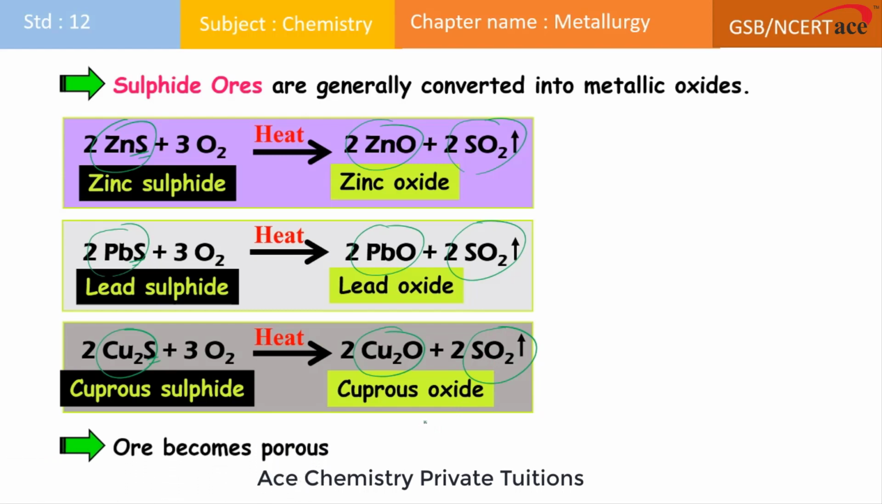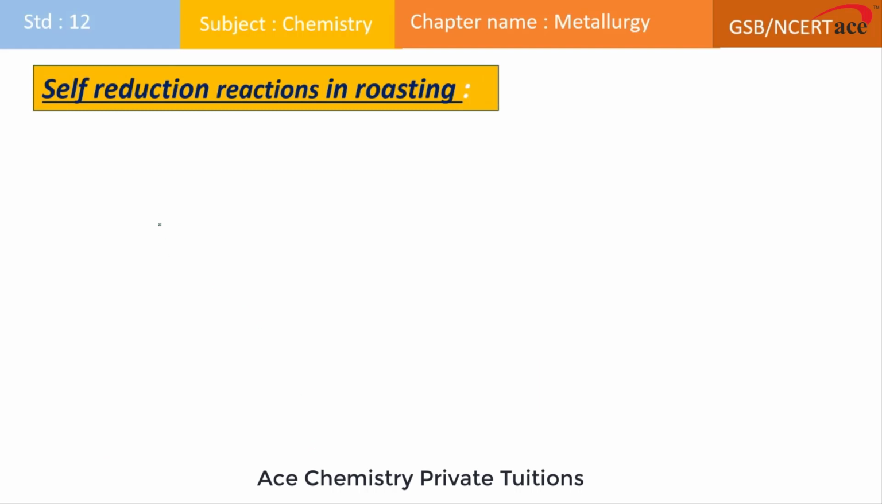Sometimes in roasting, student, the ore becomes highly porous. Once the ore becomes highly porous, meaning it consists of small holes, further processing becomes very easy, as more pores increase the surface area of the ore particles. Roasting sometimes also involves a self-reduction reaction.